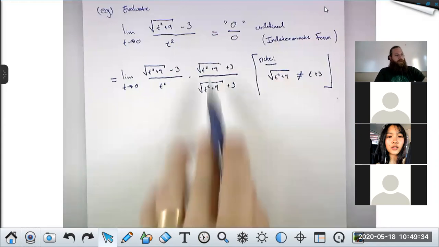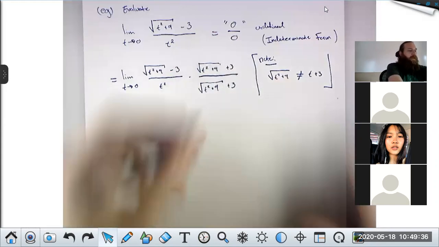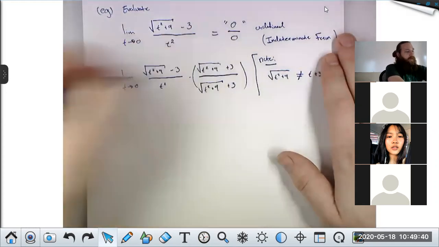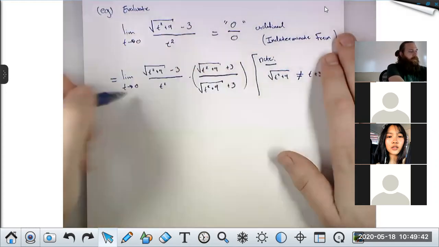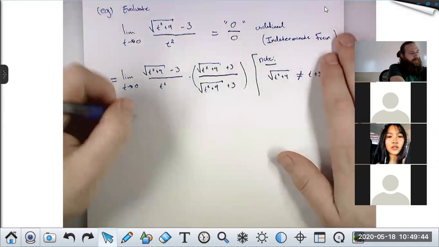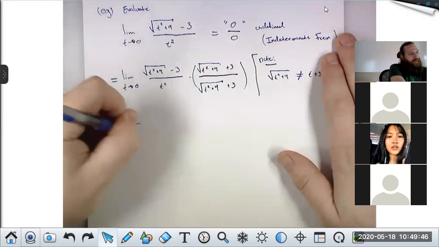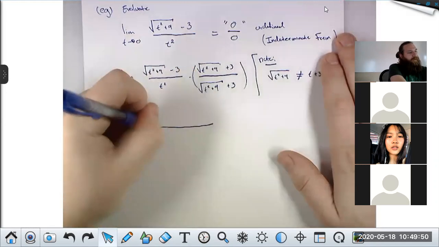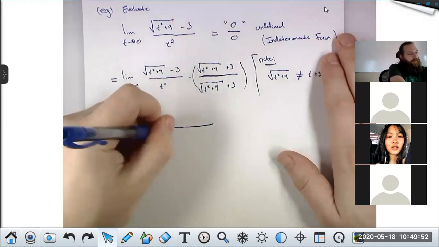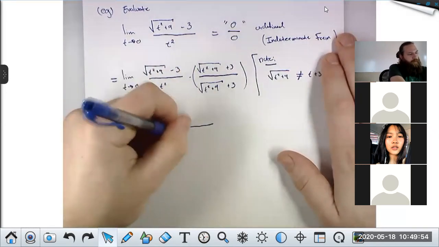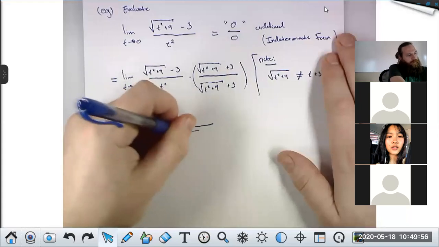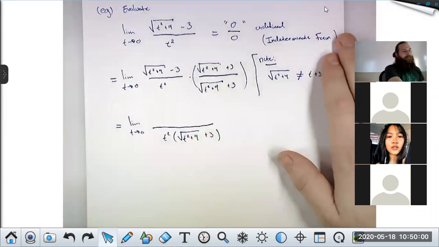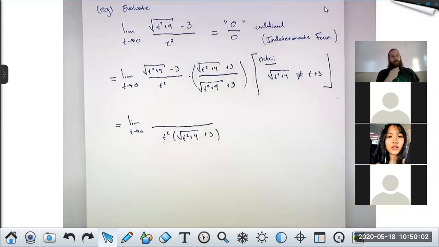So instead we do this. And the way we do this, we FOIL upstairs. And downstairs we just leave it as it is. So this will be the limit as t goes to 0 of a big fraction. Downstairs will be t squared times the square root of t squared plus 9 plus 3. And those parentheses are important.